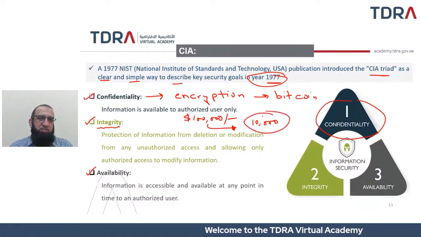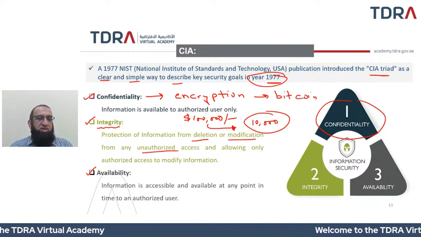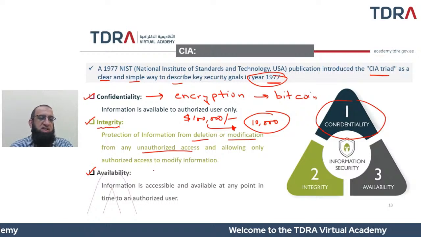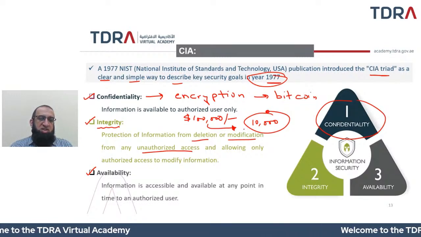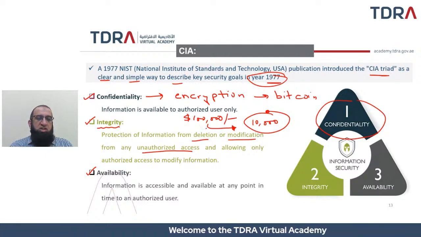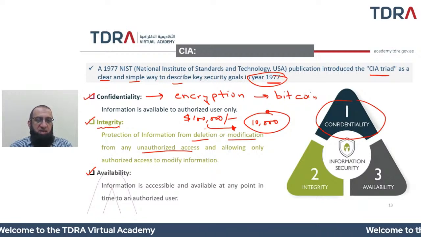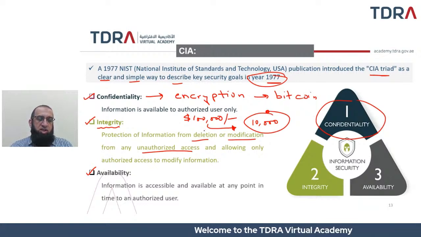It's only 10,000. So integrity means protection of information from deletion or modification from any unauthorized access, and allowing only authorized access to modify the information. So probably someone has modified the information. They have taken 90,000 out of my account. I don't know. For example, you had an email and somebody deletes it. Somebody modifies it, right? You send an email, somebody had the man in the middle attack and they took the information out and replaced it with something else.